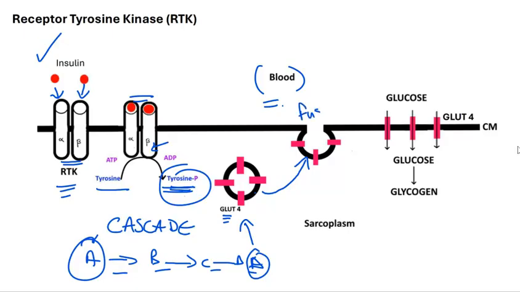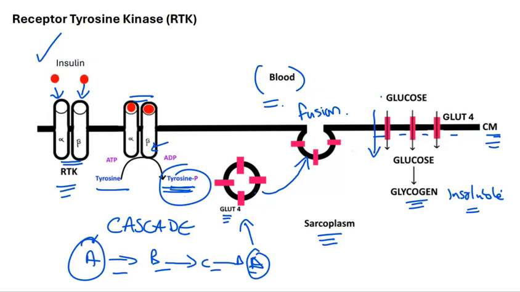There's fusion with the cell membrane, and as a consequence of that, the GLUT4 becomes incorporated. So the transporter protein becomes incorporated into the cell membrane. And then what can happen is that the glucose can then be transported into the muscle cell. Of course, the glucose will then be polymerized into glycogen, which is insoluble and won't affect osmosis within the cytoplasm, the sarcoplasm of the muscle cell.